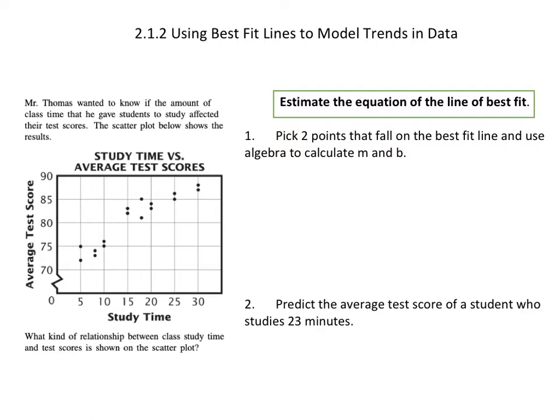First of all, I'm seeing that as study time increases, the average test score tends to increase as well. So I see a positive association. Now, you can't necessarily say that study time is causing the average test score to increase, although we might expect that, but there's no way to prove causation. We just notice an association.